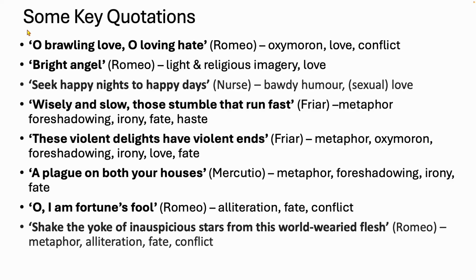Now, this is interesting. A yoke is like a harness that used to be attached between horses and carts. And inauspicious, essentially in this sense, means kind of cursed, unlucky. So what he's saying here before his death is that he wants to rid himself, he wants to shake off his cursed fate. And the only way he can do this is through his own demise, his own death.